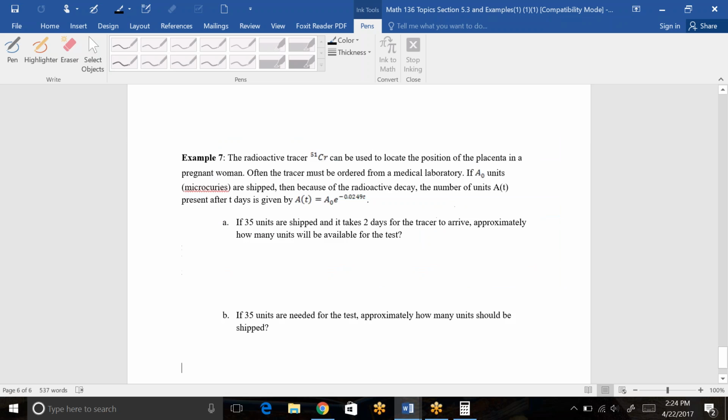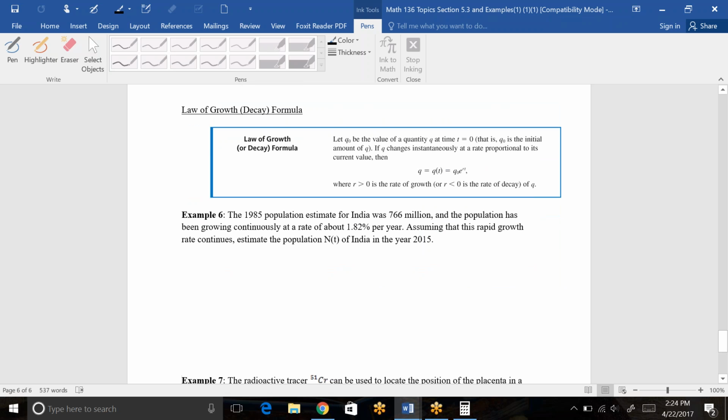Okay, and then there's 2 more examples in this section. This is called the law of growth or decay formula. Essentially what this says is that if you have a quantity after some time, it's equal to the initial quantity times e to the rate times time. Now the reason this might be a growth or decay depends on a couple things. It depends on if you have a positive or negative rate. There's a couple of reasons why this could change. So if R is greater than 0, you're growing, which means you're getting bigger. If R is less than 0, so if you have a negative rate, then you are decaying.